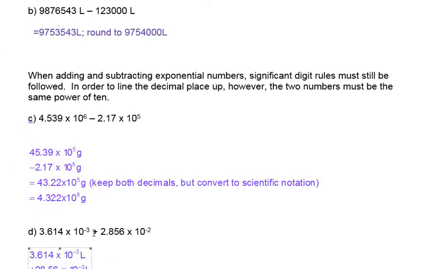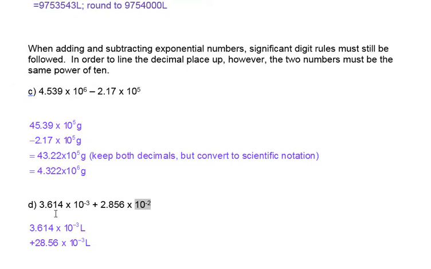Likewise with my next one, when I want to line it up, if I keep 10 to the minus 3 for both of them, I have to be careful. 10 to the minus 2 and 10 to the minus 3, we're on the negative side, right? So if I'm going down to minus 3, that's a smaller number than minus 2. So my front number's got to get 10 times bigger. So that's why I ended up with 28 here. So adding these up, we get 32.174.